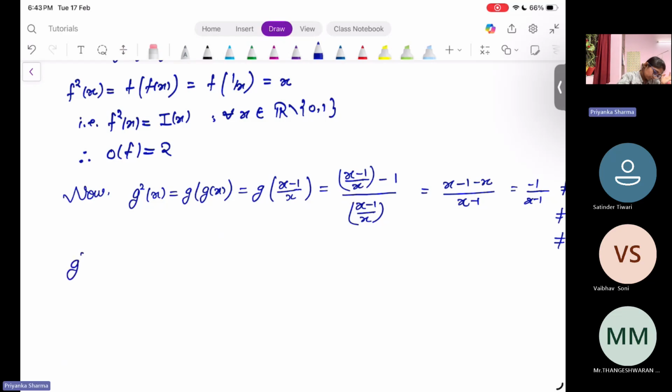Now, what is G cube x? This is G of G square of x, right? What is this? Can you calculate this? What will be the value?